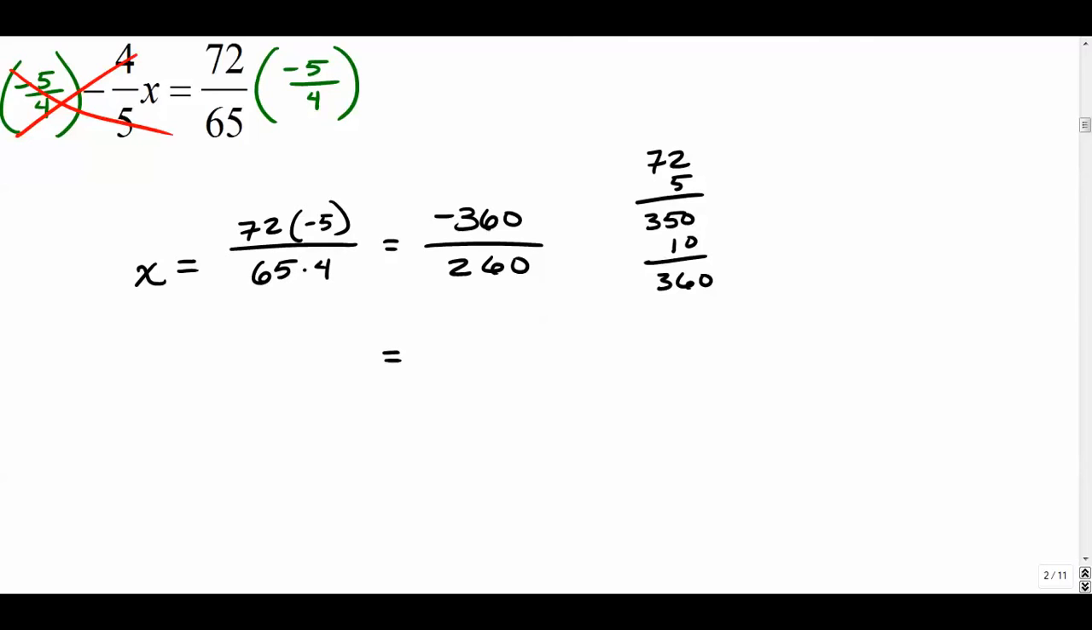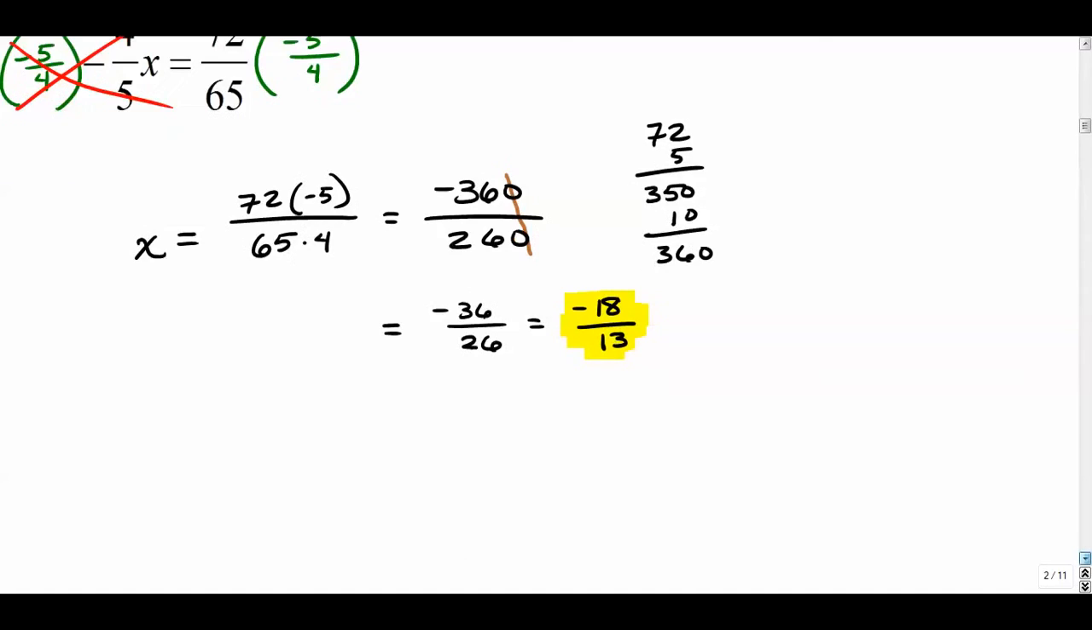I'm just going to simplify this fraction. The zeros cancel, leaving us with negative 36 over 26. And they're both even, so let's cut them both in half. Negative 18 over 13. And again, that is a final answer. We're going to leave it as an improper fraction.